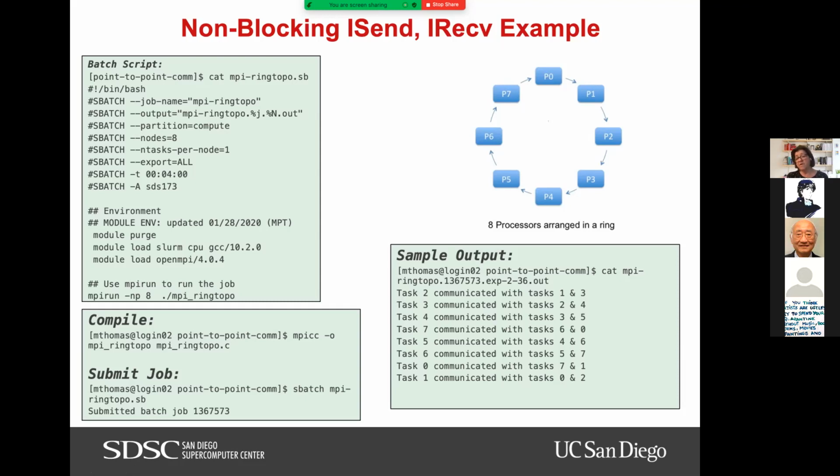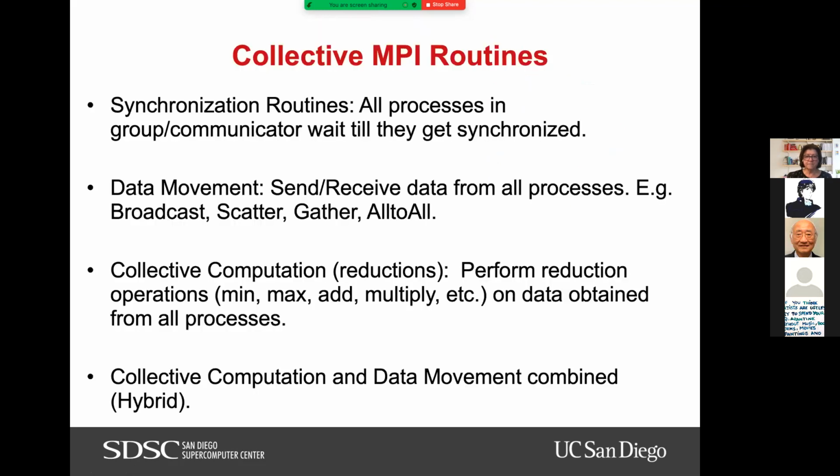So you have to be aware of how am I setting my processors to communicate, and do they need to? And if so, how does it map? And I'll show you a couple of examples on that.